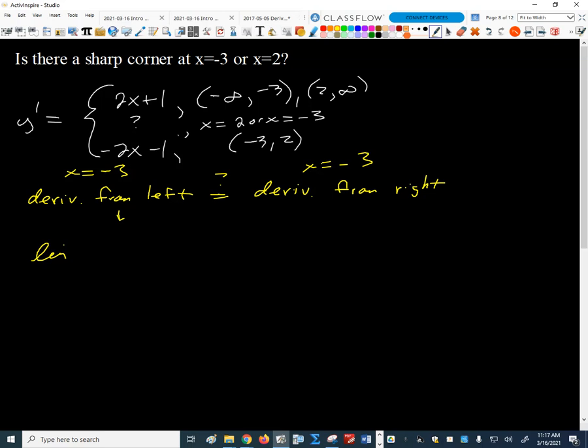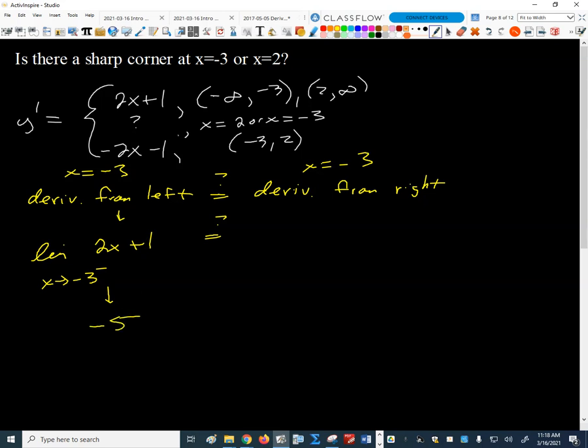Well, the derivative from the left is just going to be the limit of my derivative function as x approaches -3 from the left, using the top or bottom piece. From the left, that's going to be the top, isn't it? Because that's between -infinity and -3. So we're taking the limit of 2x plus 1 as x approaches -3 from the left. That's an easy one to evaluate. That's just equal to -5, right? If I let x approach -3, I get -6 plus 1.